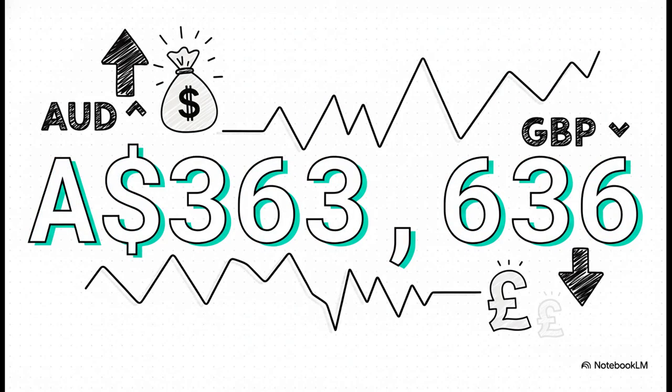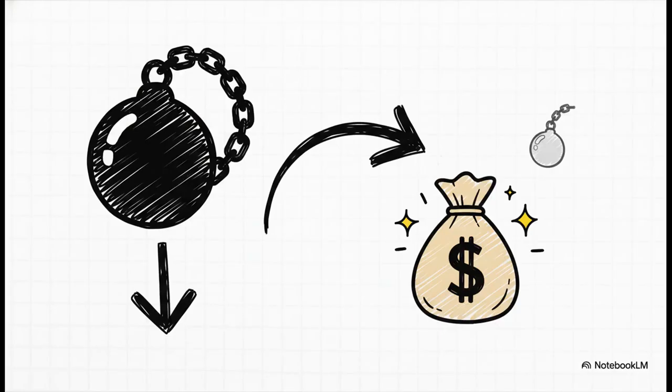But now look, by June 30th, just because the currency market shifted, that same 200,000 pound debt is suddenly only worth 363,636 Australian dollars. The company still owes 200,000 pounds, but what that means in their home currency has changed a lot. And that difference, my friends, is called a foreign exchange gain. I mean, think about that. The company literally did nothing, and its debt just shrank. It's like the market gave them free money.